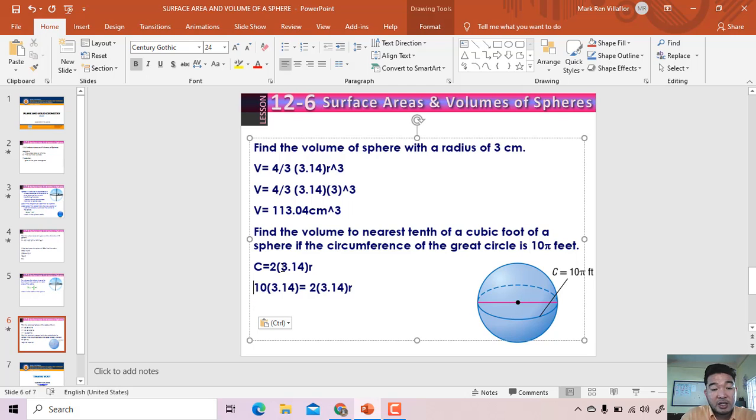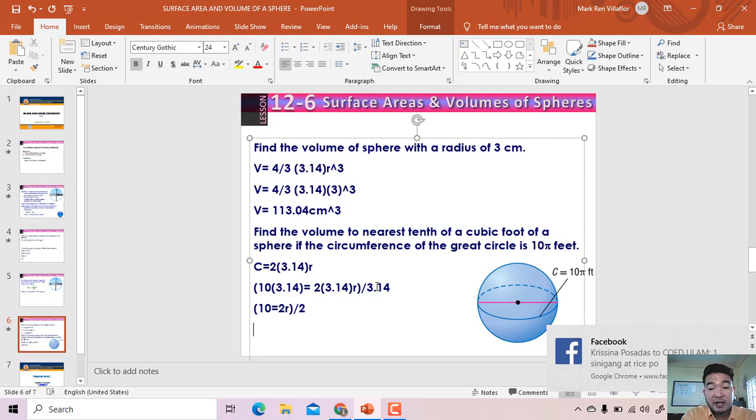We divide the whole equation by 3.14 to eliminate 3.14. So you will have 10 equals 2 times r. Then to eliminate the numerical coefficient of r, which is 2, divide the whole equation by 2. So 10 divided by 2 is equal to 5, which is equal to r. So there you go. The value of r is already equal to 5.